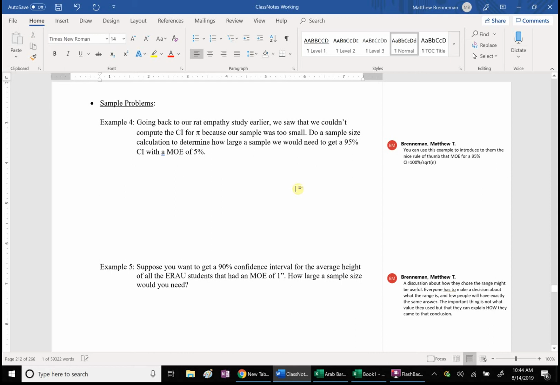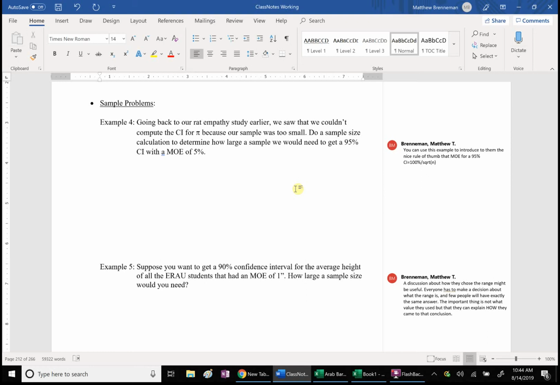So here, we want to ask how big. One of the problems with that rat empathy study was we saw that the population proportion actually was in a really wide confidence interval, right? Our confidence interval was really large because we had a very, very small sample size. And in fact, it was so small, we couldn't even actually compute the confidence interval, if you remember back in the notes.